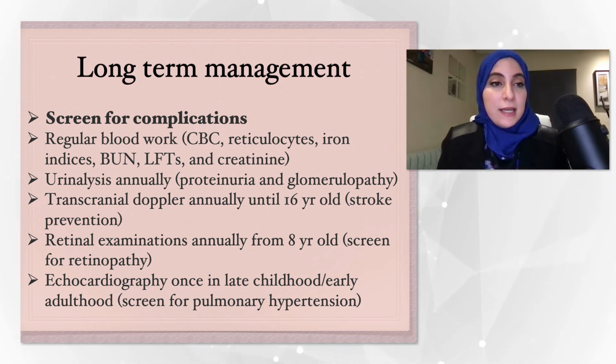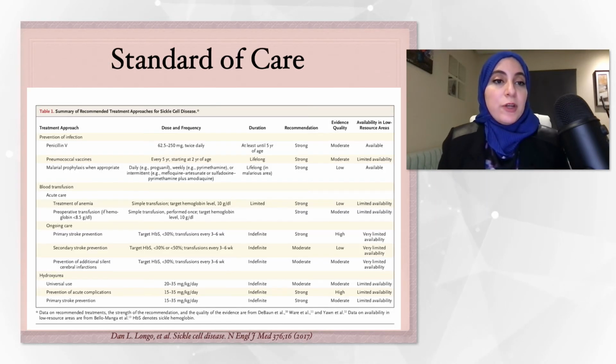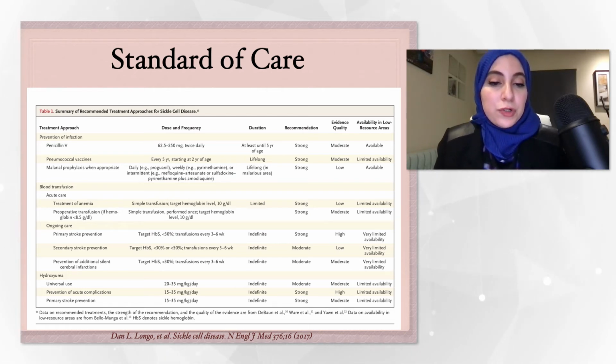In this table, you will see a summary of the recommended treatment, which is the standard of care for sickle cell disease currently. And this was published in the New England Journal of Medicine in 2017. You will see the doses of hydroxyurea. You will see when these patients will need blood transfusion and what type of infection prevention they need.